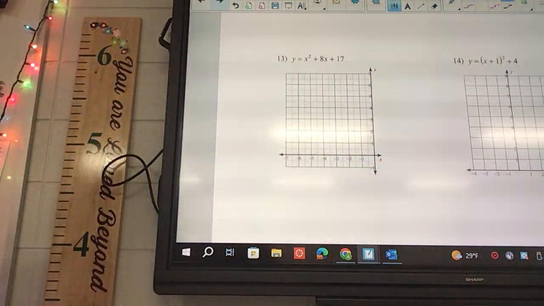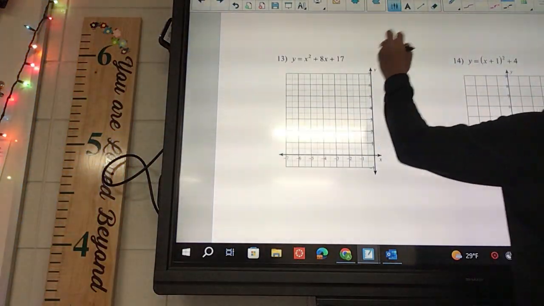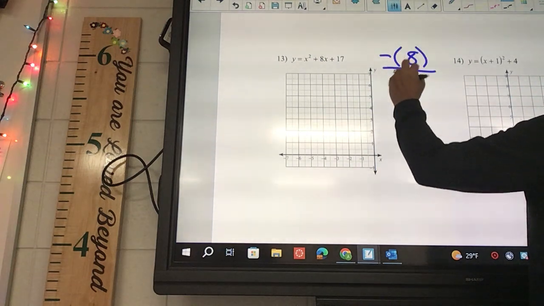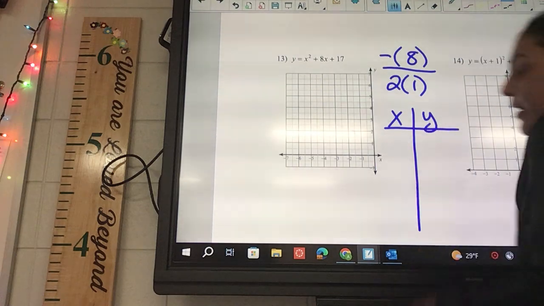Okay, 13, standard or vertex? It is standard. Oscar, you good back there? Okay, so we're gonna do that negative b over 2a.